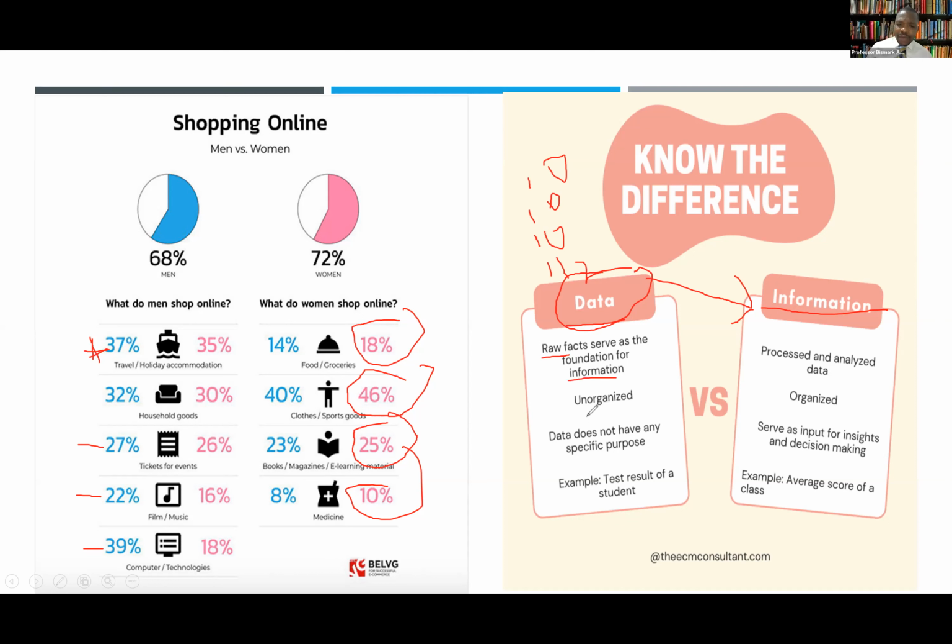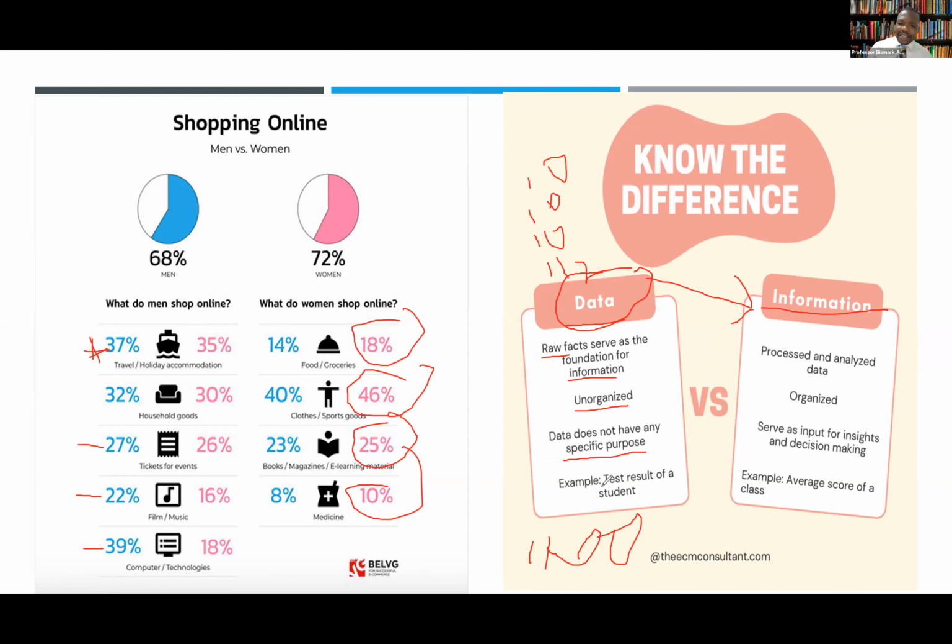And data tends to be very unorganized because you can't really tell much with data until it's organized or sorted out into a particular format that you can understand. Data does not have any specific purpose, right? It's just collected. And then when it's analyzed, then you can get information.